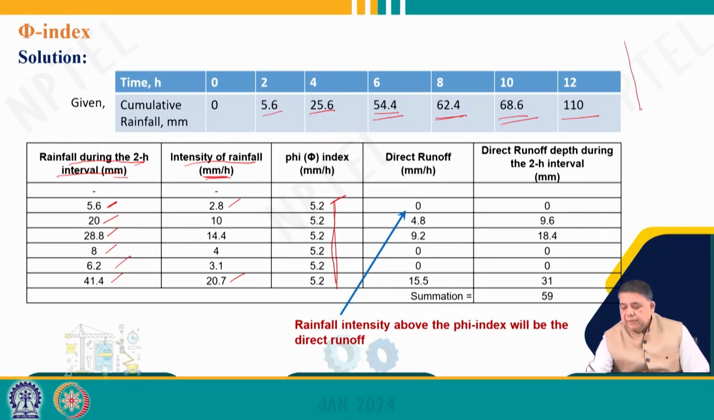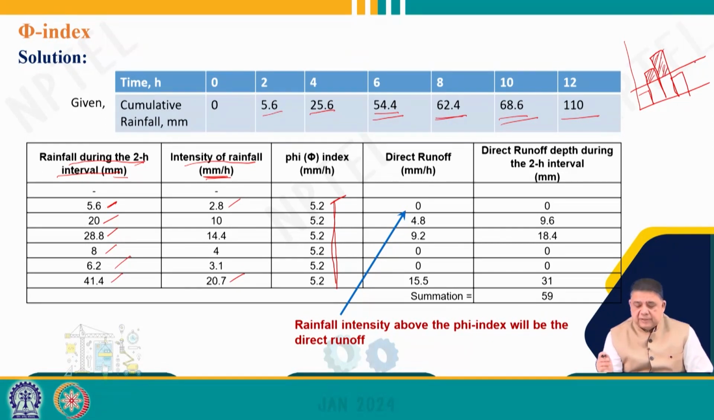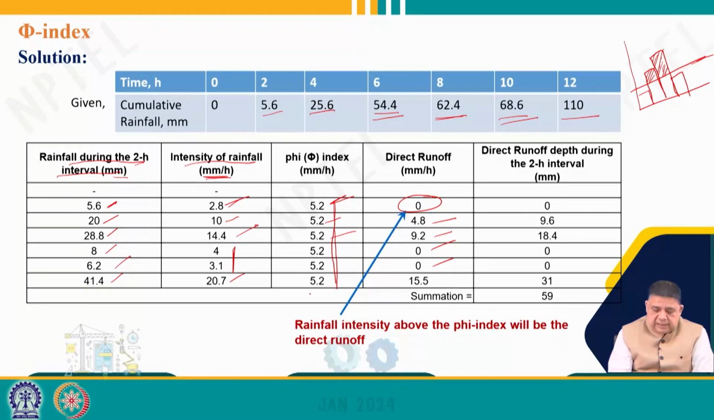Remember that in the previous graph also we said that this is just a typical hydrograph, and if you plot the phi index value, then direct runoff is contributed only by the bars which lie above the phi index value. Because in this case the intensity of rainfall is lower than the phi index, there will be no runoff produced here, and the same concept is used. The remainder of 10 minus 5.2 is 4.8, 14.4 minus 5.2 is 9.2, and in these two also it is less than the phi index, so there will be no runoff generated. In the last slice it is 20.7 minus 5.2, 15.5 millimeter per hour of rainfall which generated runoff.